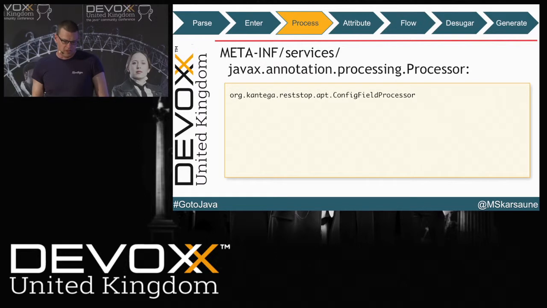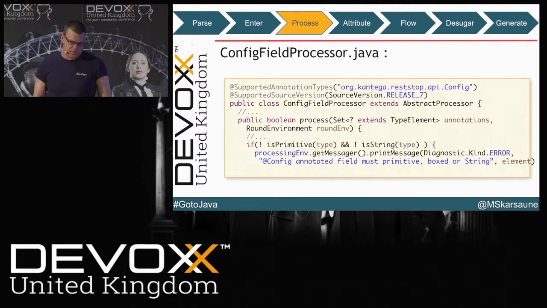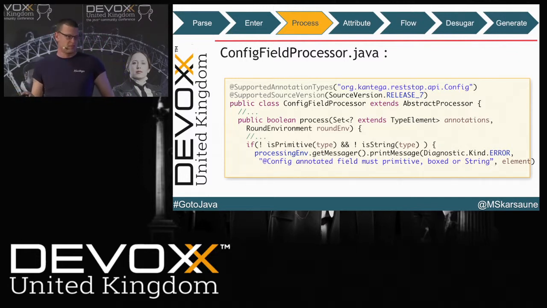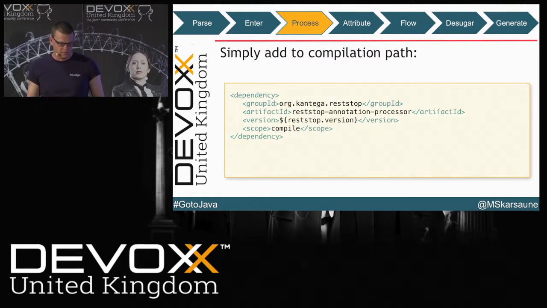There's a particular file that you need to add to declare your processors. And I've simplified here a bit, but when you have a processor, you basically say what kind of annotation it deals with and the source version. So you see towards the bottom here, we check for the type of that field to be either a primitive or a string. And if that is not the case, we give a compilation error, so your code will not compile. And it's as simple as that. You just add it to your class path at compilation time, and that's all there is to it.